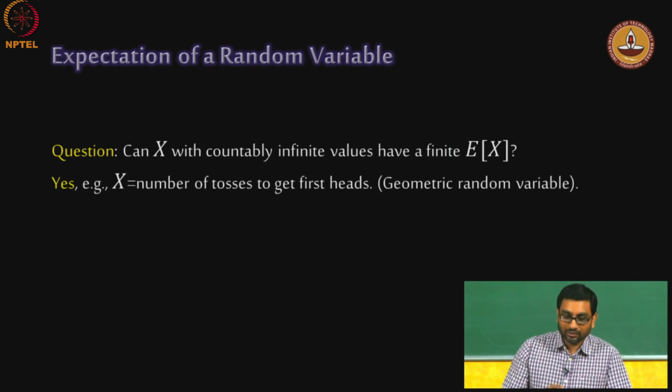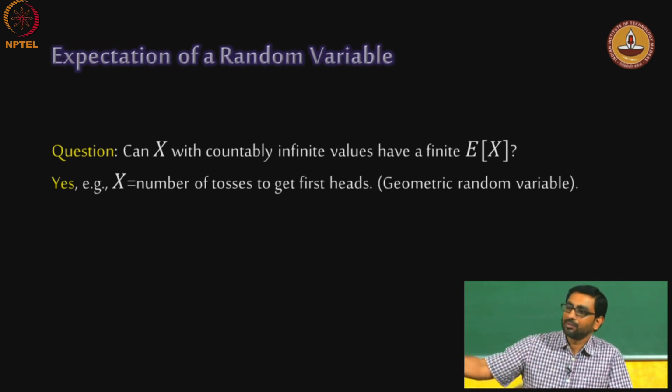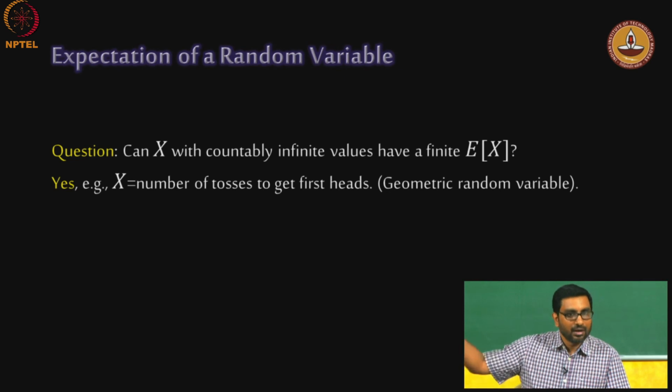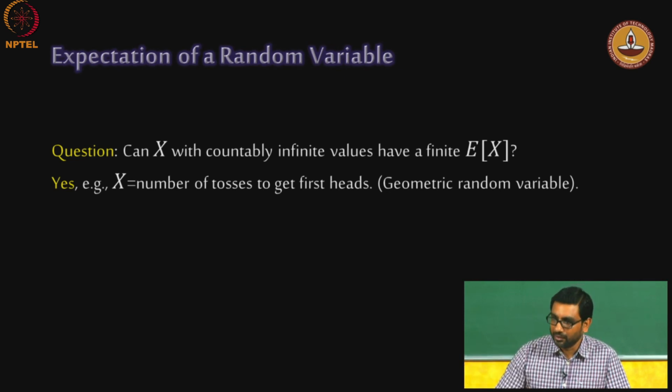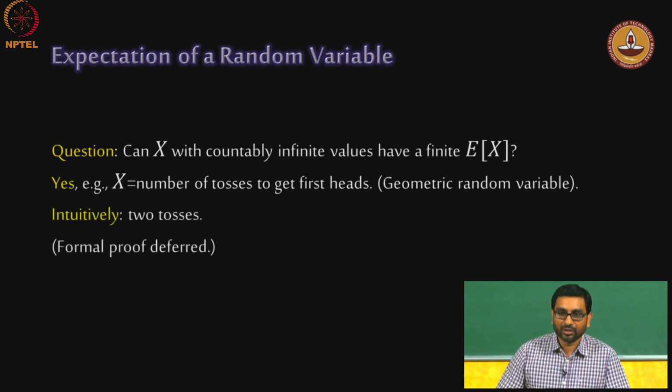So, let me introduce one more important random variable. Here x is the number of tosses, let us think about a fair coin for now, to get the first heads. If you think about the sample space, you can actually get tails for an arbitrarily long period of time followed by a heads. So, the sample space is countably infinite. This is called the geometric random variable, the number of times you have to toss before you get the first heads.